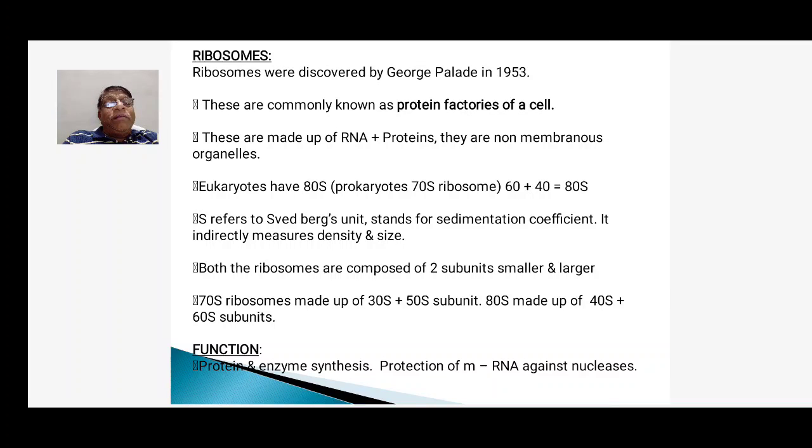It indirectly measures the density and size of the ribosome. Okay. I already told you the ribosomes are made up of 2 subunits, smaller subunit and larger subunit. The ribosome of prokaryotes are of 30S and 50S subunit. 80S are eukaryotic ribosome made up of 40S and 60S subunits. The ribosomes are made up of mainly RNA and proteins.